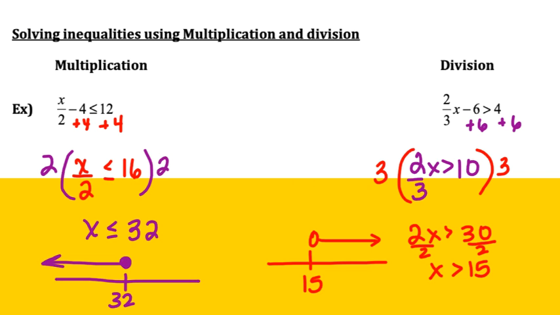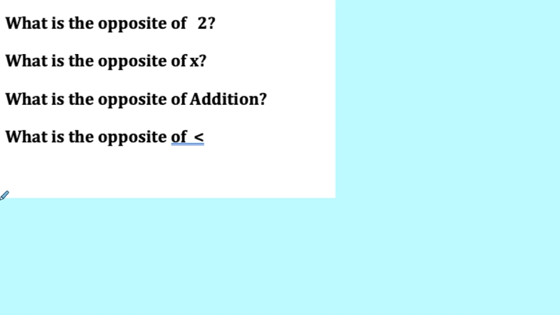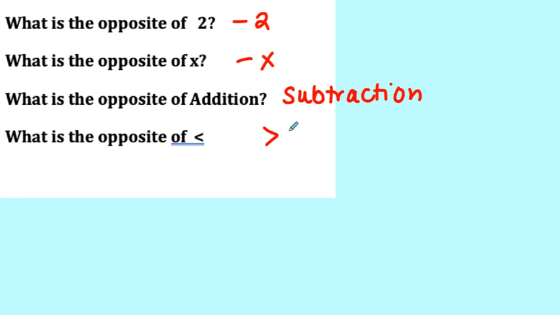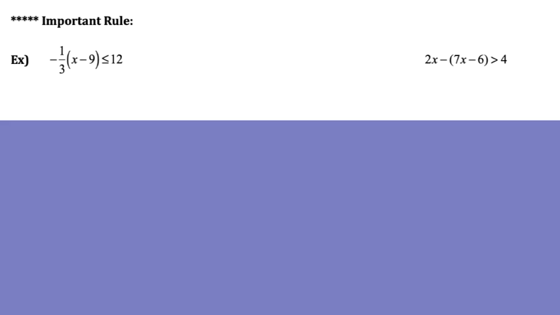All right, how can I make this a little bit harder? Okay, well, first let's talk about what the opposite of 2 is. Hopefully you're saying the opposite of 2 is negative 2. And the opposite of x is negative x. But what's the opposite of addition? I hope you're saying subtraction. And the opposite of less than, I'm going to go with the opposite is greater than. Okay? And there's a couple schools of thought on it. The reason I'm talking to you about this is because of what happens when negatives get into our equation.